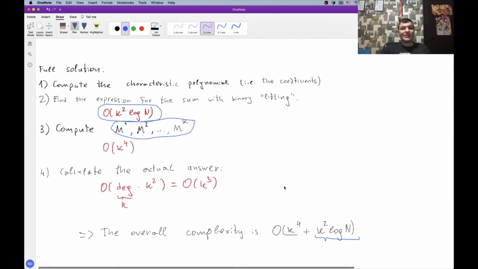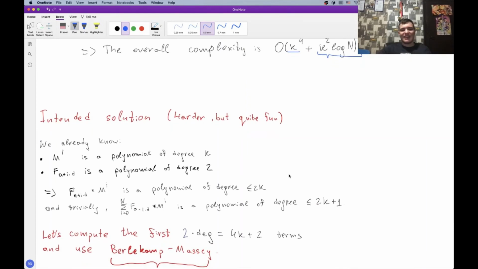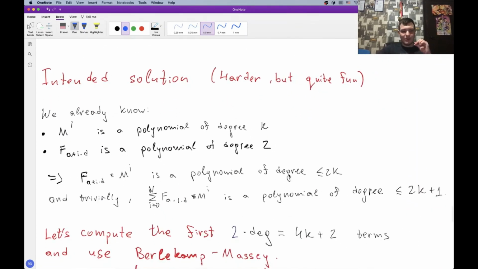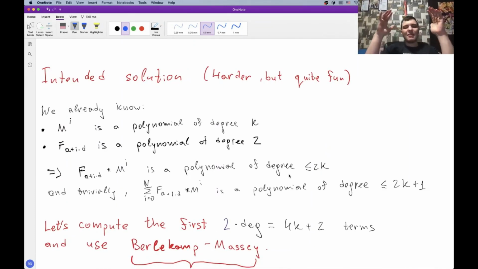Now I'm going to go to the one I actually found pretty cool. Just to recap what we know so far, the intended solution is harder, just because one of the parts was pretty new to me, and I didn't know that you can actually do something like that. So let's just recap what we know.